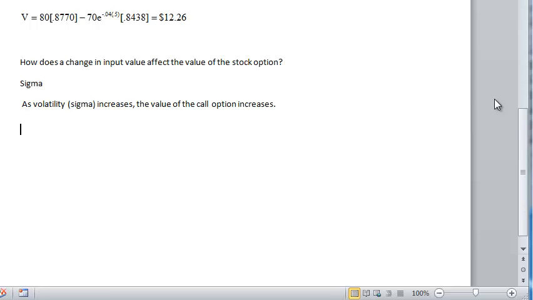With time, because a longer period of time gives us an opportunity for the stock price to hit higher levels. As a result, we say that with an increase in time, the value of the option increases. So as the time to the exercise date increases, the value of the call option increases.